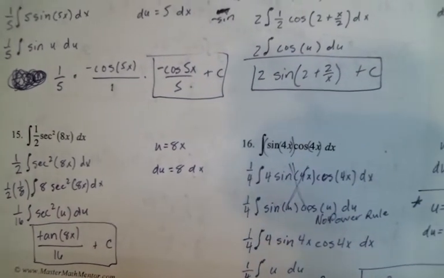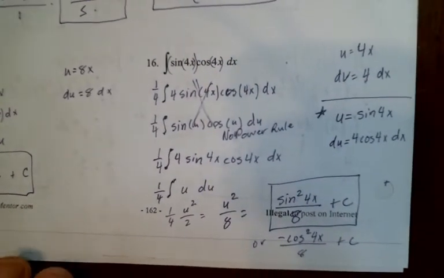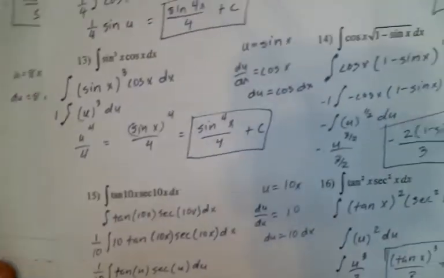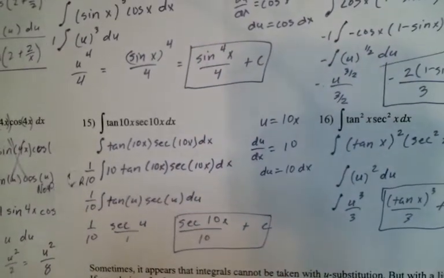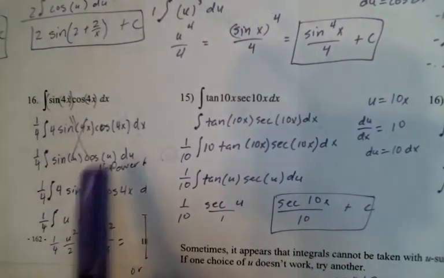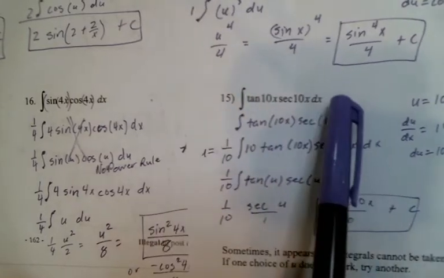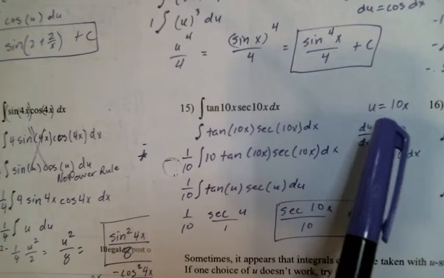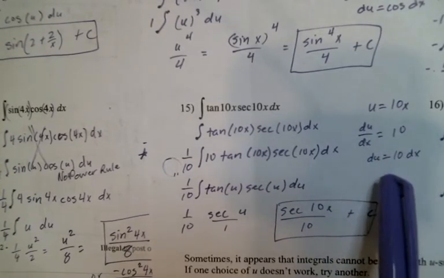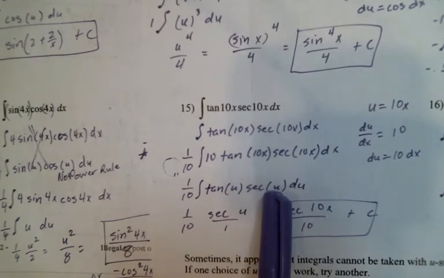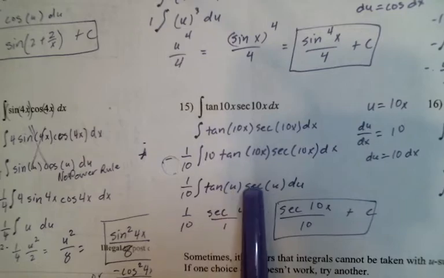Okay. So, and then 16. 16 was another kind of good example. We actually saw one of these in the classwork. There it is, actually. Number 16 and number 15 here. This is number 15 from the classwork. These are very similar, but notice here we used u as 10x, and then we got the derivative of 10. And when we got here, tangent u of secant u, that is an antiderivative of just secant.